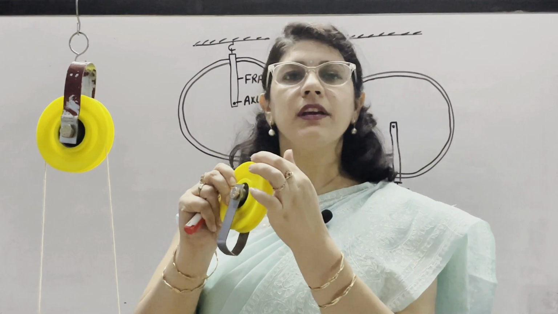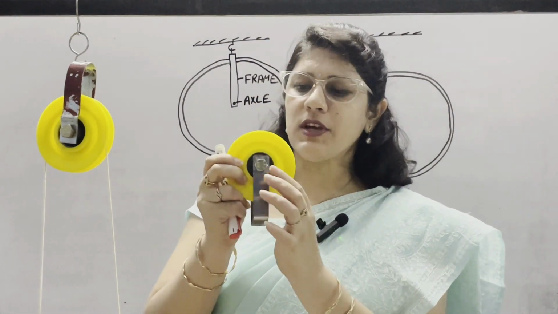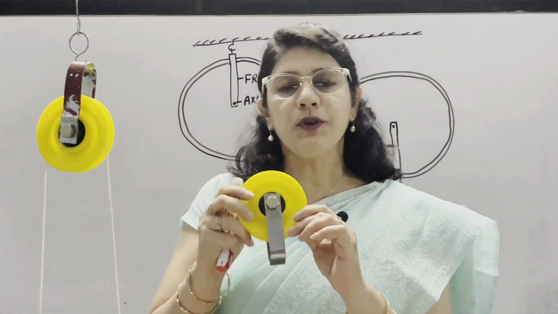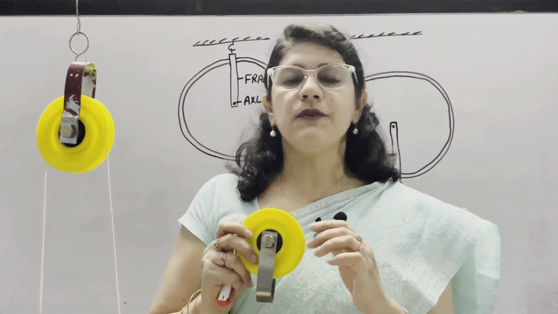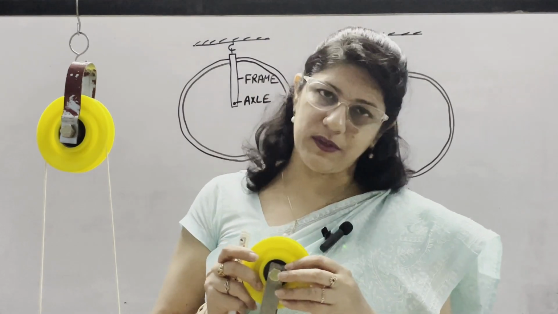Hello viewers, my today's topic is about pulleys. A pulley is a disc having a grooved rim, having an axle at its center point with which it is attached to the frame. So today we are going to talk about different combinations of pulleys, like block and tackle system, single fixed pulley, single movable pulley and their uses.